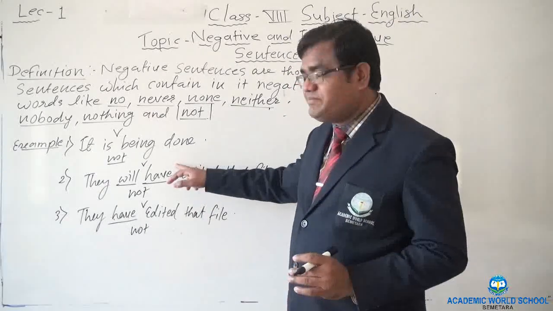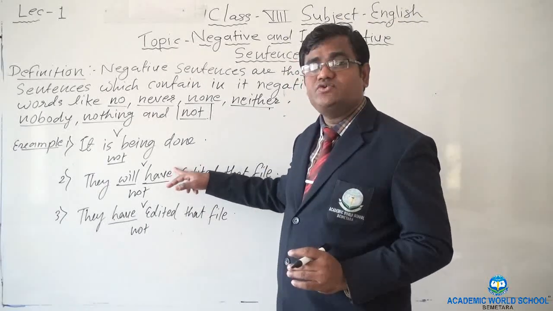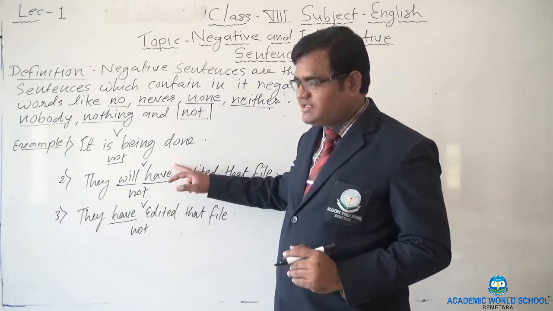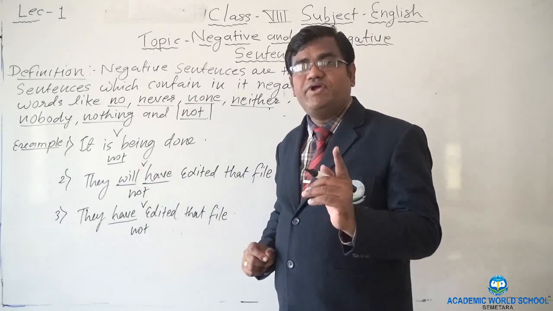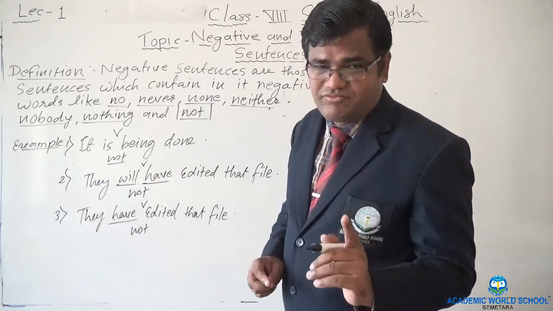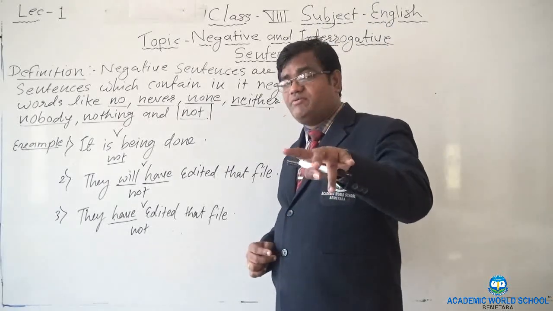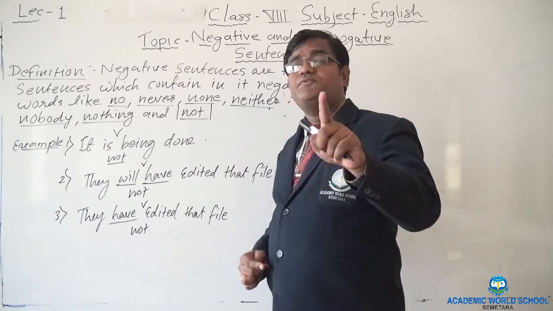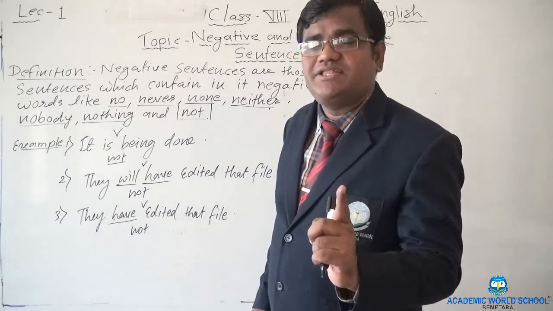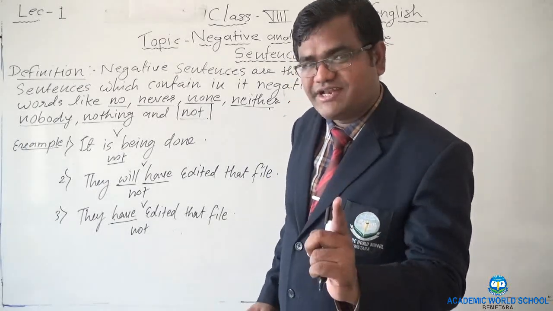But in the previous sentence we did not use not after have. Why? Because we already had will as the main helping verb there. Okay, main means what? That is the initial one. Whenever two helping verbs come, you will use the first helping verb to make the sentence negative, right?